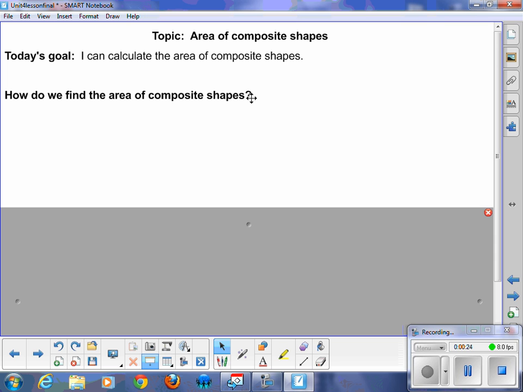Answer for question number one is right there. How do you find the area of a composite shape? So we talked about what a composite shape was when we did perimeter. It is a bunch of basic shapes that have been put together. So how do we find the area?